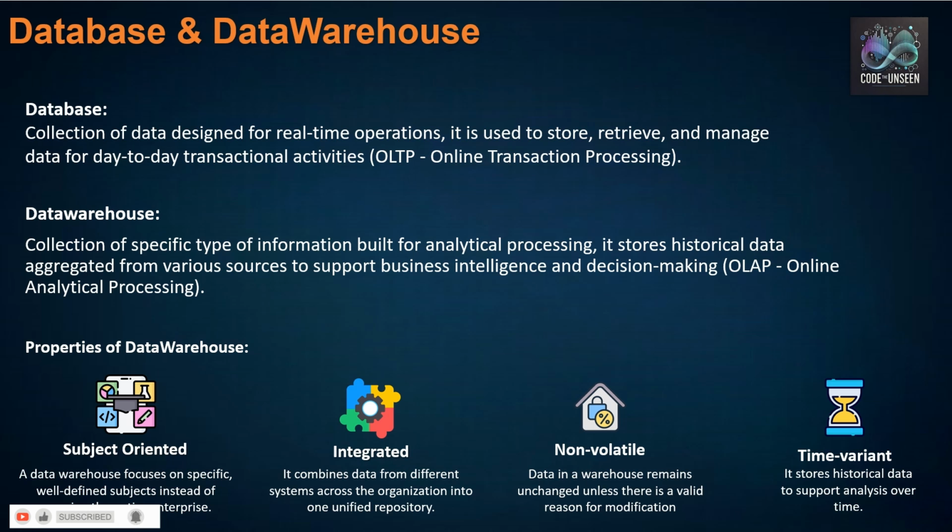Now, the third is non volatile, which means your data shouldn't be changing very frequently. There should be a very specific reason, and that reason should always be valid and signed off by the business before making any sort of modification over it. And then comes time variant, which generally differentiates a data warehouse from a database. It holds a lot of historical information to support analysis and to facilitate decision making.